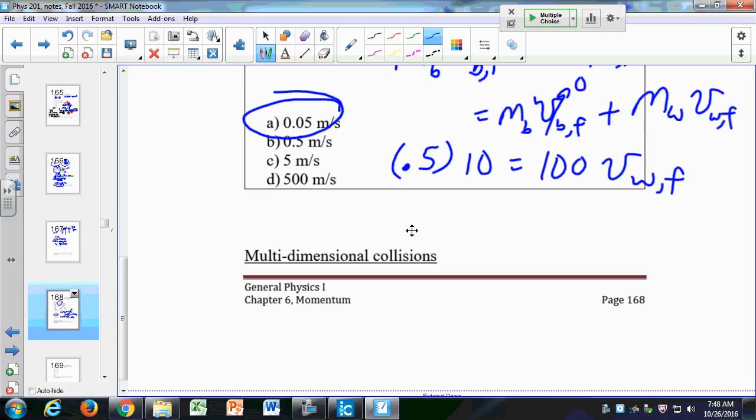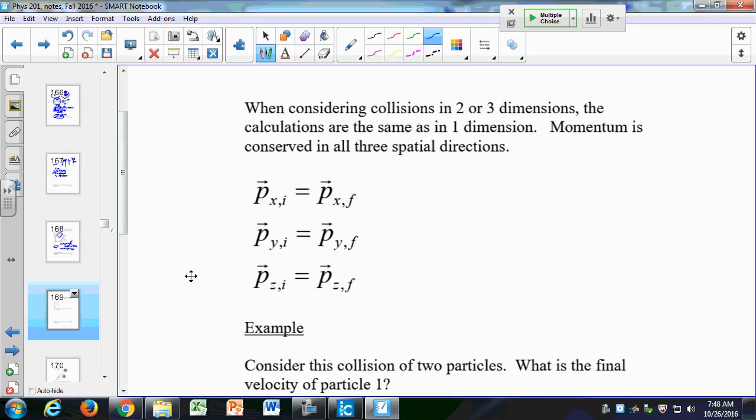All right, let's do multidimensional collisions. This is what you'll have on the test, but it works exactly the same as 1D collisions. So if you know 1D collisions, you just got to throw in one little extra step, and then you'll be good to go for multidimensional collisions. We'll just do 2 dimensions, although it applies in 3 dimensions as well. So whenever I'm considering collisions in 2 or 3 dimensions, it's exactly the same, except that momentum is conserved in all 3 spatial directions.